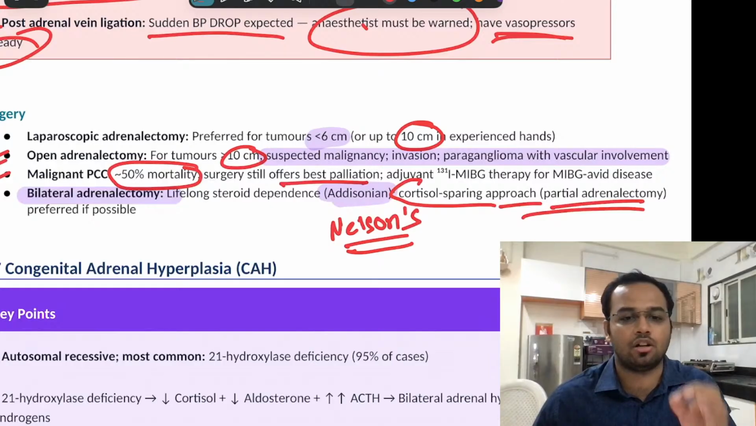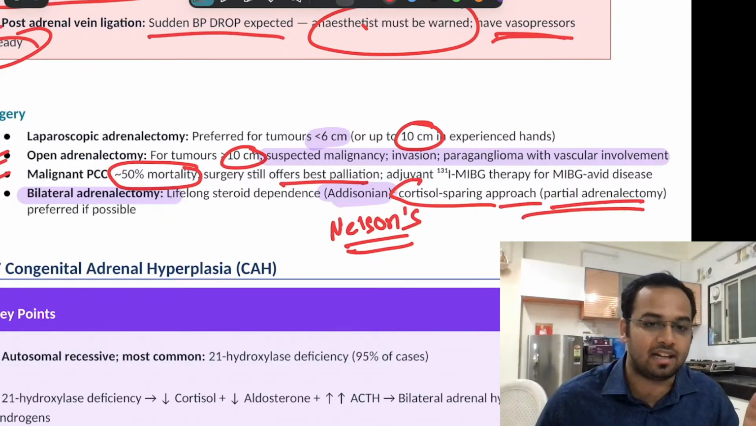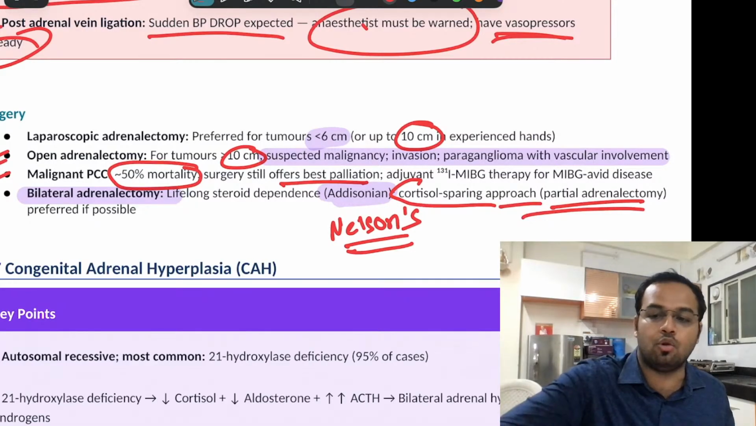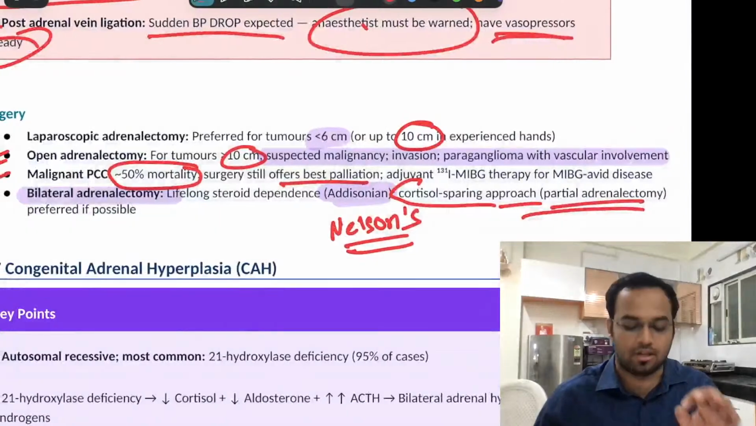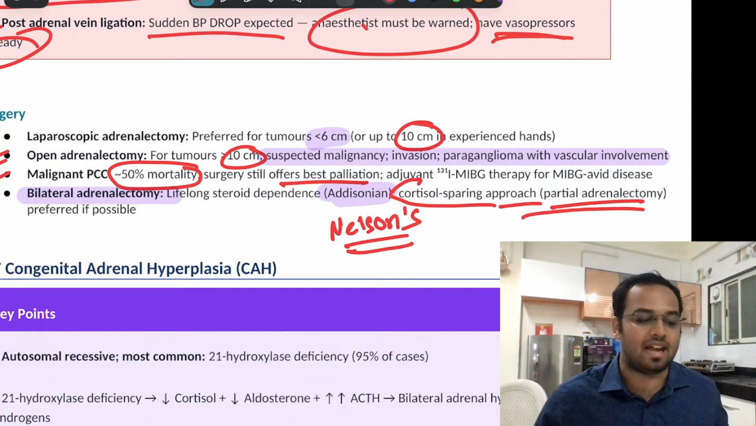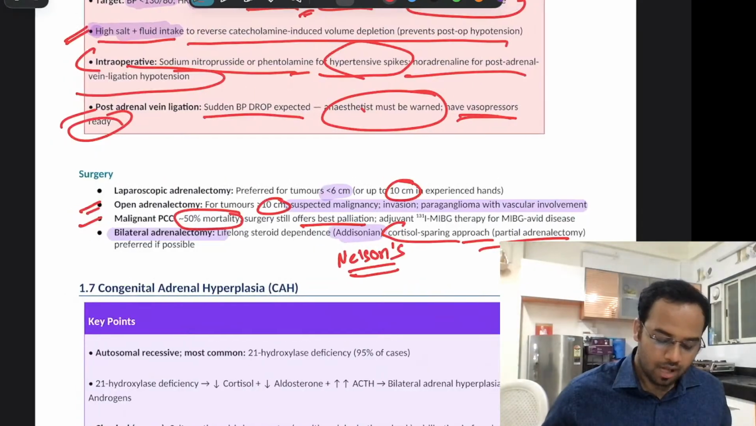Sir, where did we not go for bilateral adrenalectomy? In Conn syndrome. So in Conn's, never go for a bilateral adrenalectomy. It can be managed very well with the oral medications. But when you are going to manage the patient of Cushing's, that is the time when you can actually go for a bilateral adrenalectomy, which is going to be justified. So I hope it is clear.